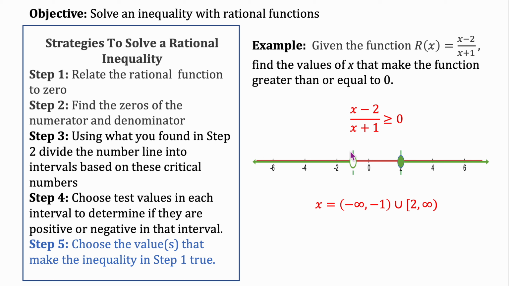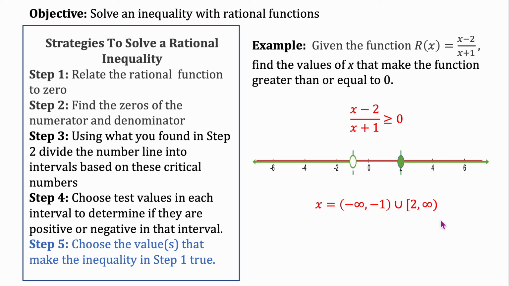We're going to go just to -1, but we can't stand on there because that would give us a 0 denominator. So make that a parenthesis. And then here we can include the 2. You show that with a bracket. And then we can keep on going on and on forever and ever. And that is to infinity.